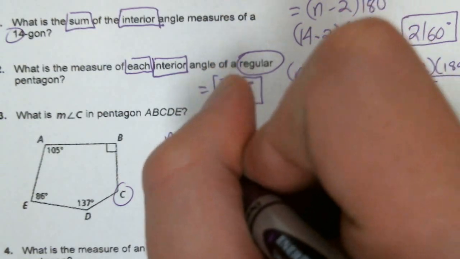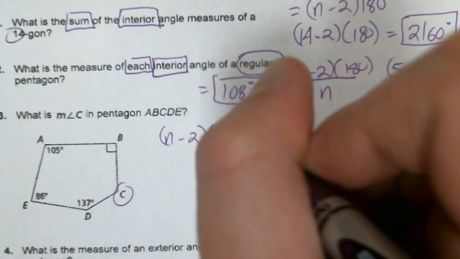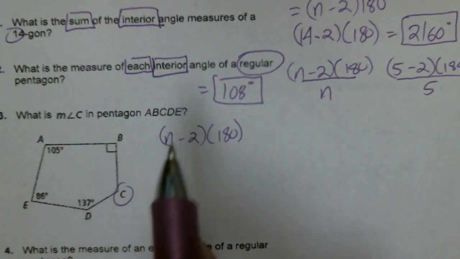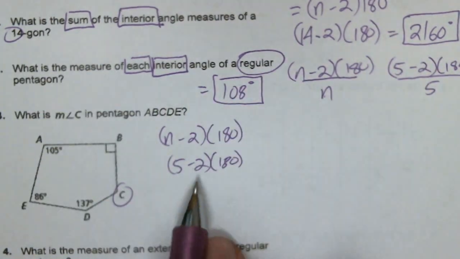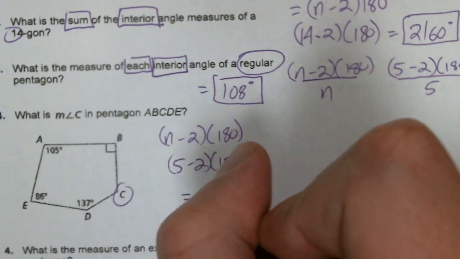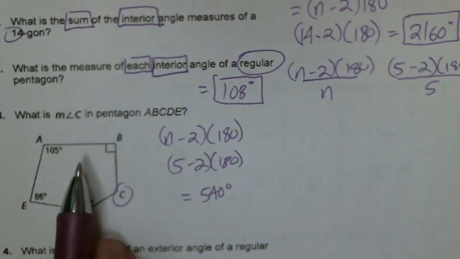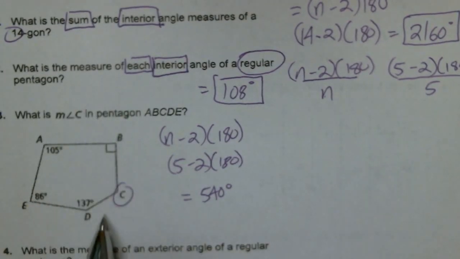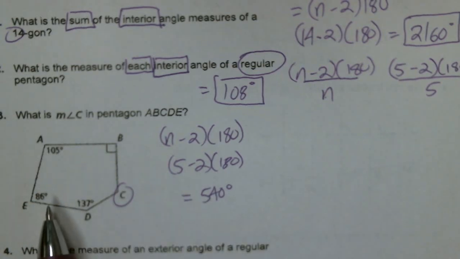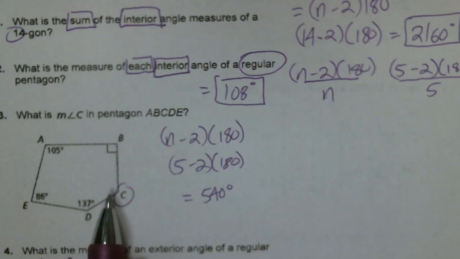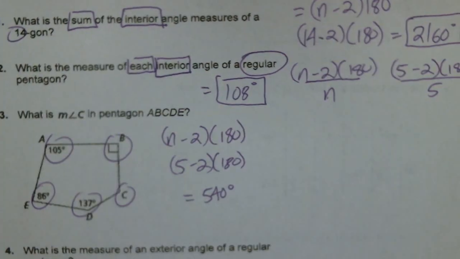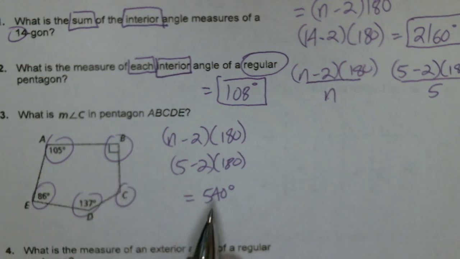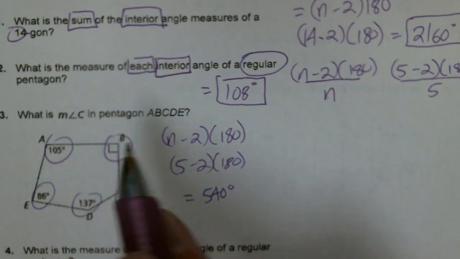I want to find the sum of all of the angles of this pentagon, so I just plug in a 5. 5 minus 2 times 180. 3 times 180 gives me 540 degrees. Okay, so every pentagon on planet Earth, every pentagon, all the inside angles always add up to 540, whether it's regular or not. Okay, so to find the missing angle, I just simply need to subtract the other 4 angles. Okay, all 5 of these add up to 540, so I just subtract this one.